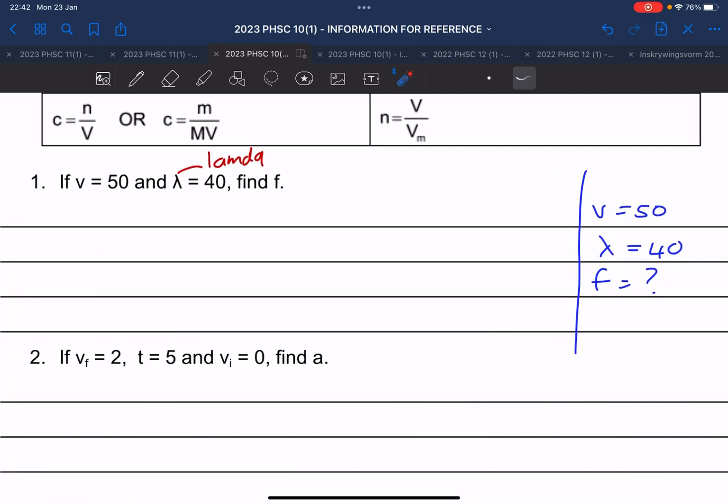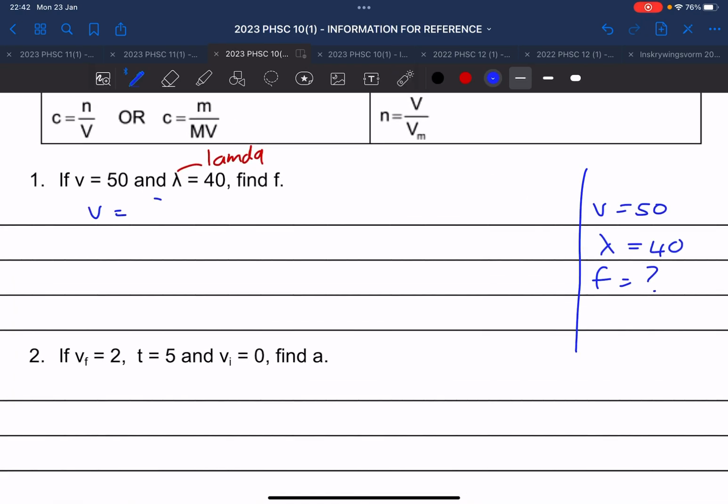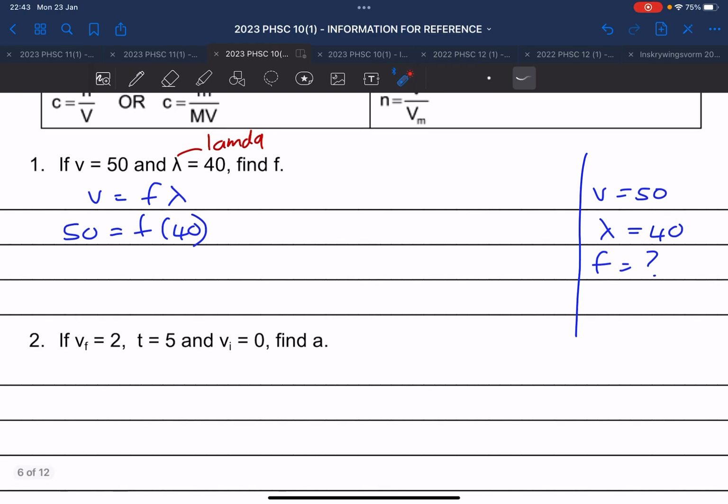In science, you're always going to copy a formula exactly like it is given on the data sheet, symbol for symbol. You don't change anything. The next thing is you're going to substitute the values that were given, and then lastly, you're going to rearrange to get the correct answer. We want to get F on its own. Currently it's multiplying by 40.